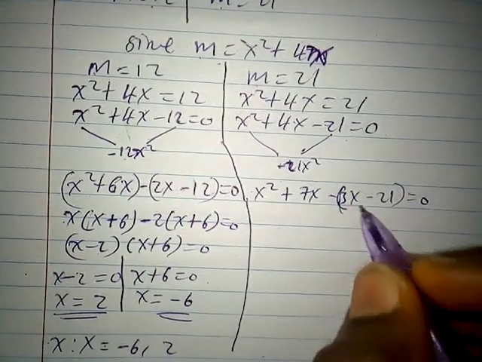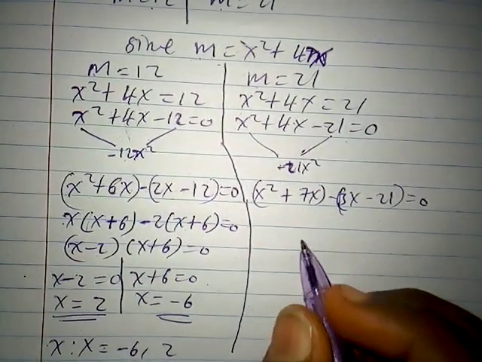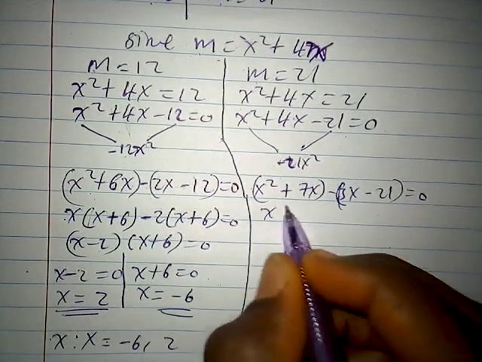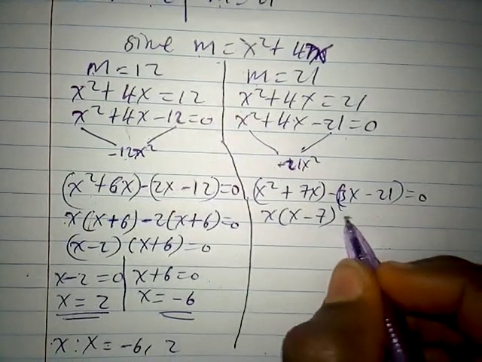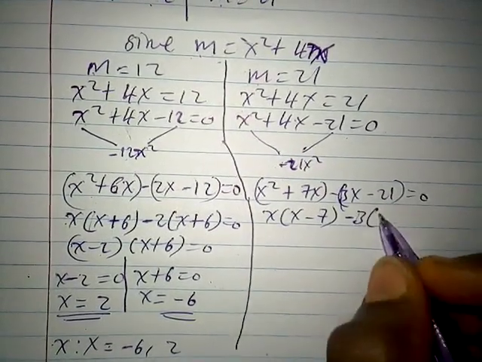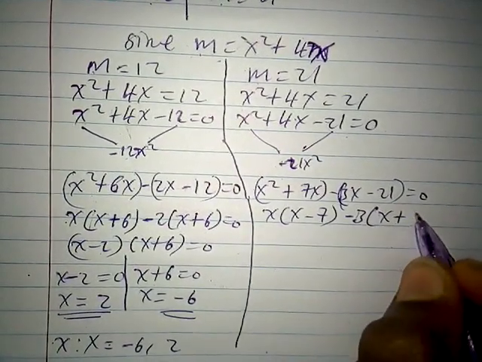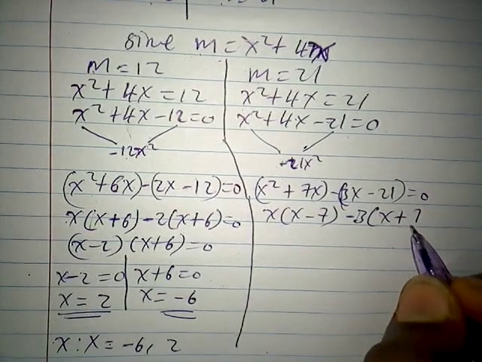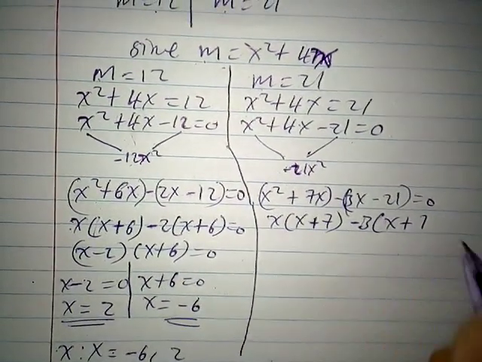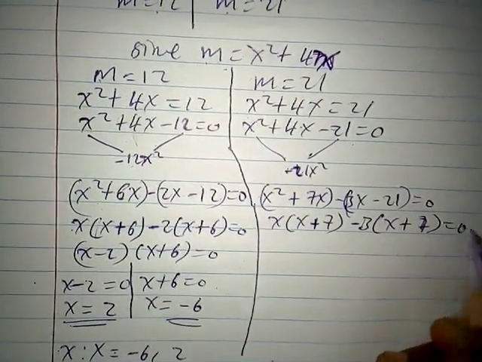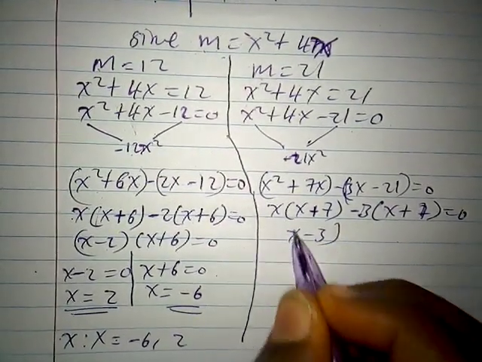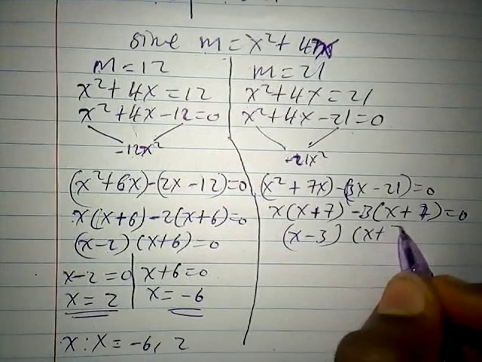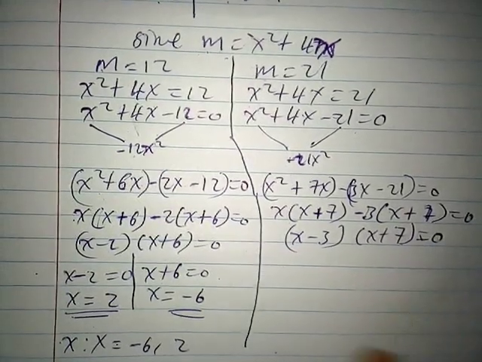We group them. Good. What are we going to do? Find the common factor, which is x. X minus 3, right? Here again, which is 7, x plus 7 equals to 0. Good. We take the outside numbers. X minus 3, x plus 7 equals to 0.